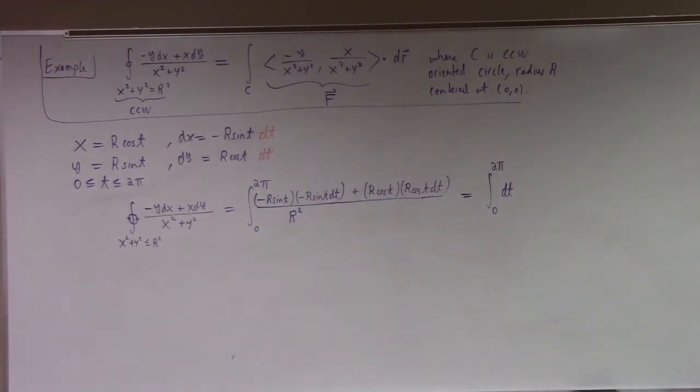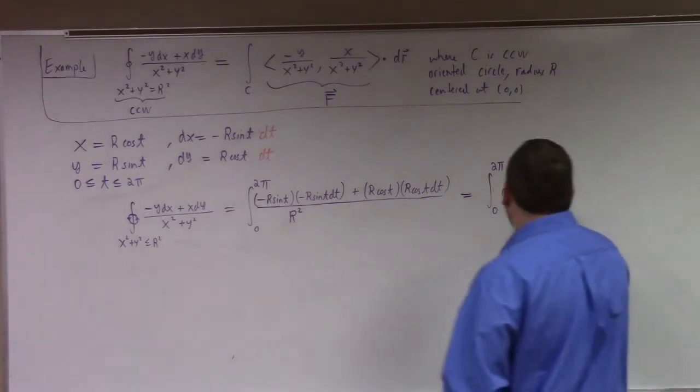And so what do we got? Because upstairs, that numerator simplifies to what? R squared, sine squared plus cosine squared? But sine squared plus cosine squared is 1. So the numerator simplifies to r squared. Denominator is r squared. They cancel, leaving us 1. So we just have the integral of dt, which is what? 2 pi. Wait a minute.